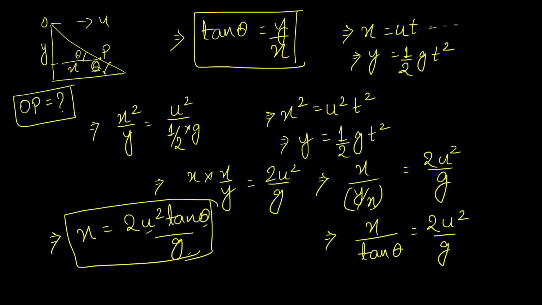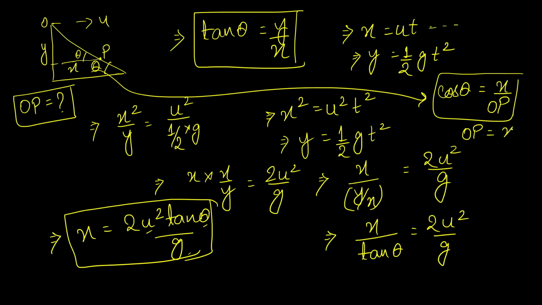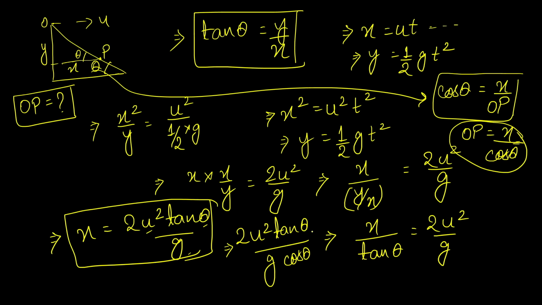So just by looking at it, I can write over here cos of theta is equal to x upon OP. So OP will be what? x upon cos theta. And we already know this x now. So just put x upon cos theta like this: 2u squared tan theta upon g cos theta. This is nothing but OP. So this is our answer. We just needed to find the distance from the point of origin where the particle strikes. So this is that distance, 2u squared tan theta upon g cos theta, because cos theta is equal to x upon OP, so OP is equal to x upon cos theta. So this is how simple that question is.